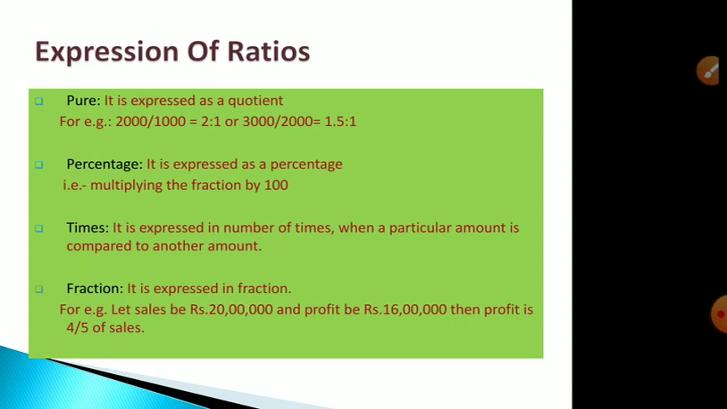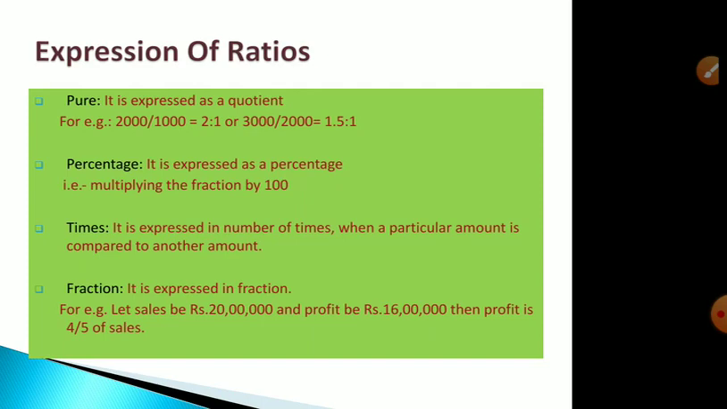Second one is percentage. Here the above fractional form is converted into percentage form just by multiplying the fraction by 100. The third one is times. When we are comparing two commodities or two amounts, the answer which we are getting will be written in terms of times. Next comes the fourth one, fraction. Again, when comparing two items or two commodities, we are expressing it in terms of fraction.